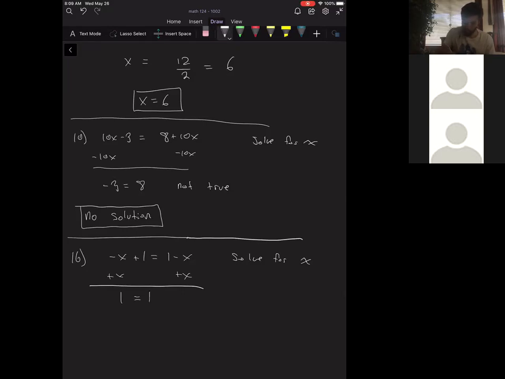And whenever you have a situation like this where a number is equal to a number, this means we have infinite solutions if the number is the same thing. So here we have 1 is equal to 1. Whenever we have a situation like that, that means we have infinite solutions. Or I guess in particular, the solutions are all real numbers. X can be any number.